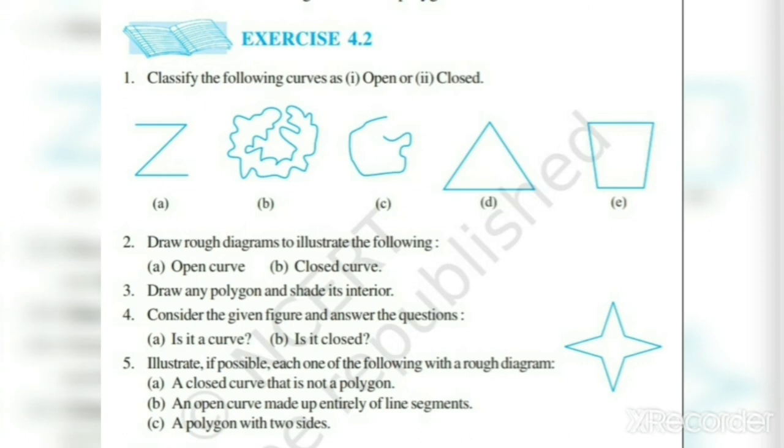Next, a polygon with two sides. Is it possible? Polygon with two sides? No, it's not possible. And this way you can solve exercise 4.2.